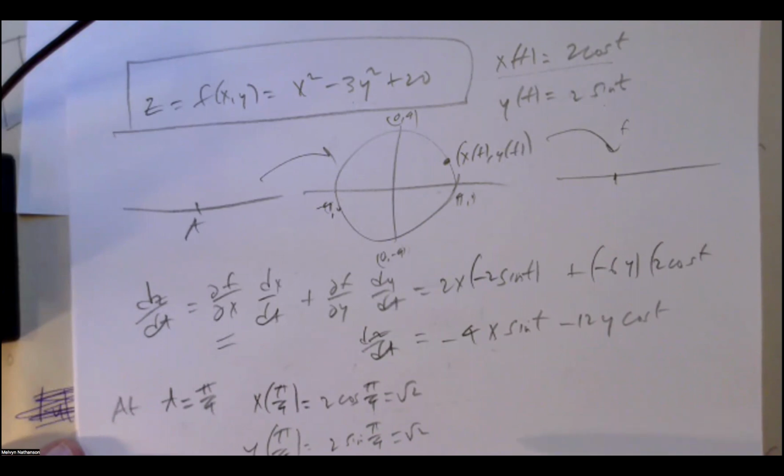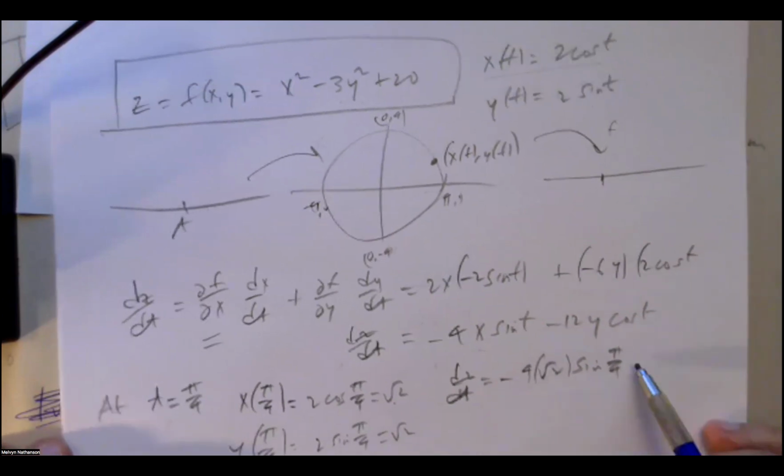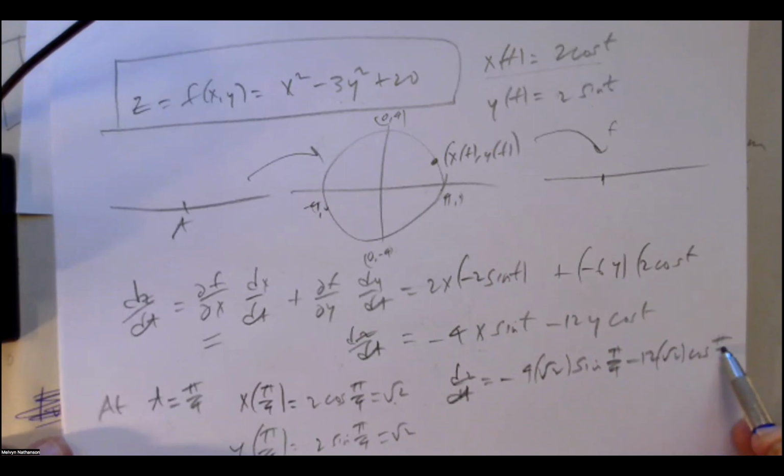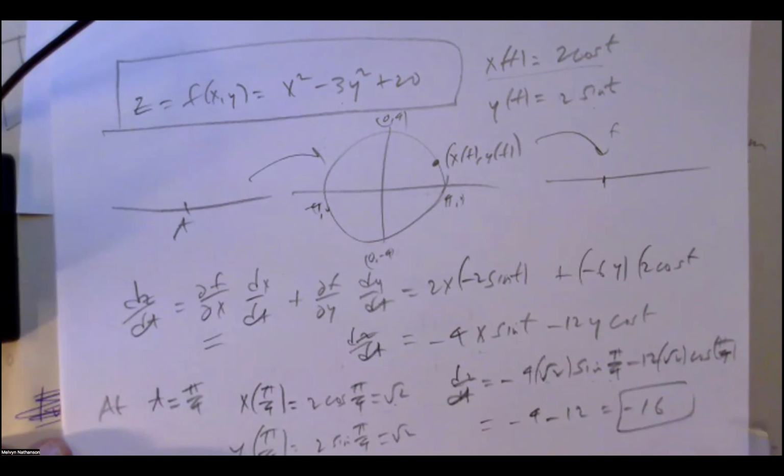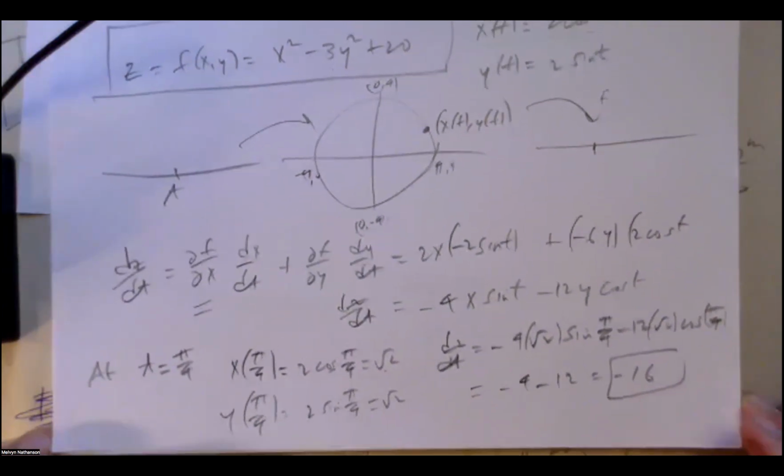So what do we get? We get dz/dt is equal to minus 4x times the sine of pi over 4, minus 12y times the cosine of pi over 4. Again, sine of pi over 4 and cosine of pi over 4 are 1 over root 2, so that cancels the root 2. So you get minus 4 minus 12, or minus 16. Okay.